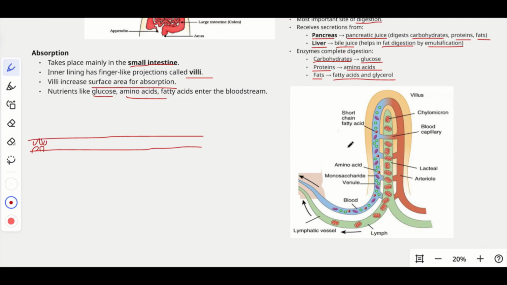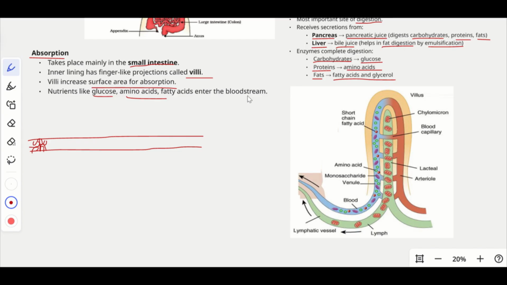So when the food is going through like this, what will happen? All these nutrients will get absorbed into the bloodstream. The villi has the bloodstream, so it will be absorbed in the blood. So that is what happens in the small intestine for absorption. After absorption, what will happen? In the small intestine, the majority of the absorption is completed. Now, what will happen?